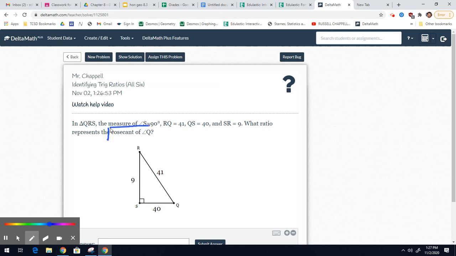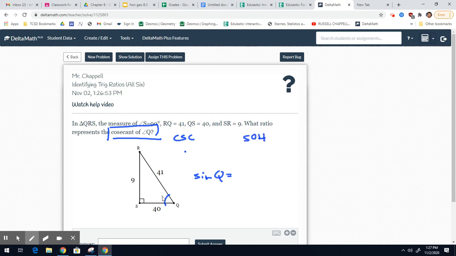So the first thing I would do is just make sure you know where Q is and what the cosecant is related to. So cosecant, or CSC, is related to sine. So you must first find the sine of angle Q. Well, sine is opposite over hypotenuse. So from Q, 9 is your opposite. And then the right angle points to your hypotenuse, which is 41.